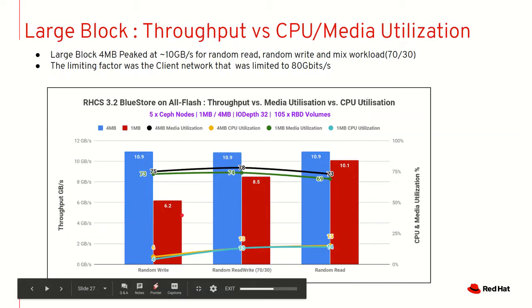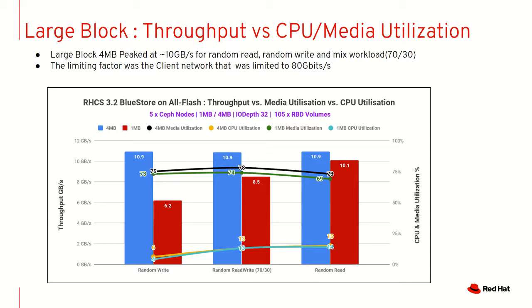In this slide, we're showing large block results. We have 1 megabyte and 4 megabyte maximum throughputs. These are quite big block sizes, especially for block storage with random patterns. But even with random patterns, we wanted to see what was the maximum throughput that we could achieve with this configuration. The blue columns are 4 megabyte block sizes, and we can see that the 3 tests are peaking at around 10 gigabytes per second.